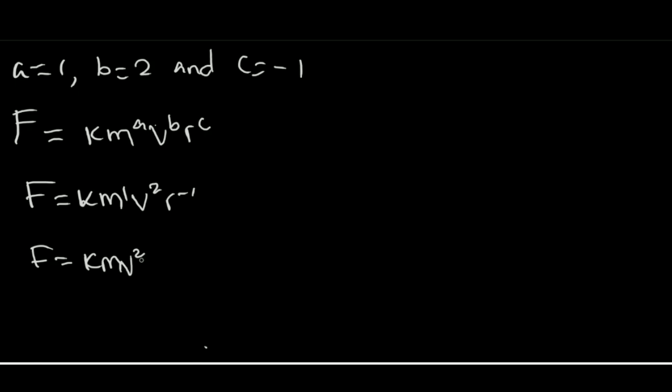Now r having a negative exponent will just come down here, and the power automatically becomes a positive 1, which is just our value r without a power.